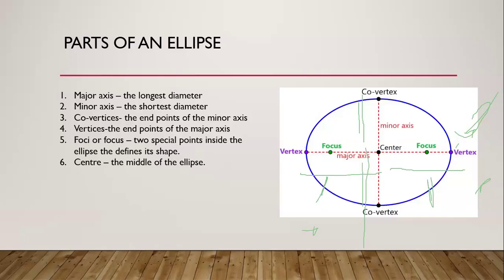The co-vertex is the end of the minor axis, as we could see here, these two points. The vertex is the end point of the major axis, as we could see here. And our two main points, which are the foci, or the focus, if I'm pronouncing it correctly, are here. And we know the center of this ellipse is there. Next slide, please.